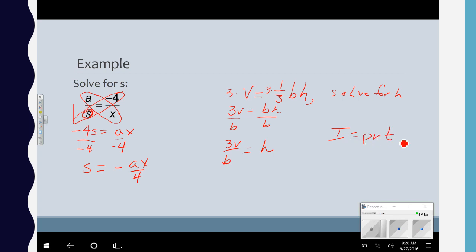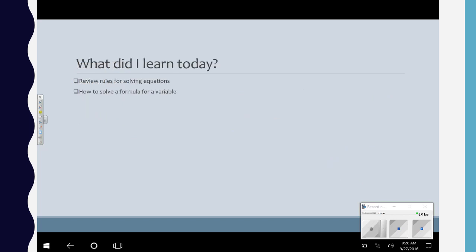Okay, if I'm solving this one for t, PRT means p times r times t. So I can divide by PR, and I can say interest equals principal times rate equal to time. All right, so I threw a couple extra examples in there for you.